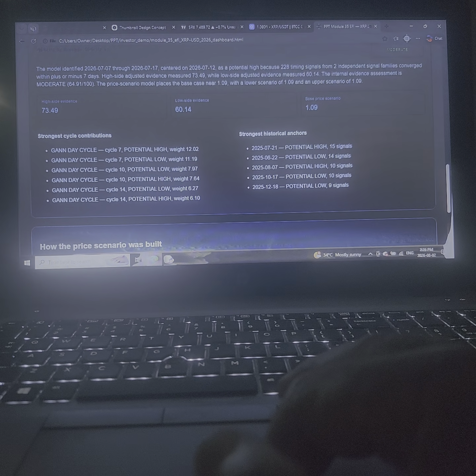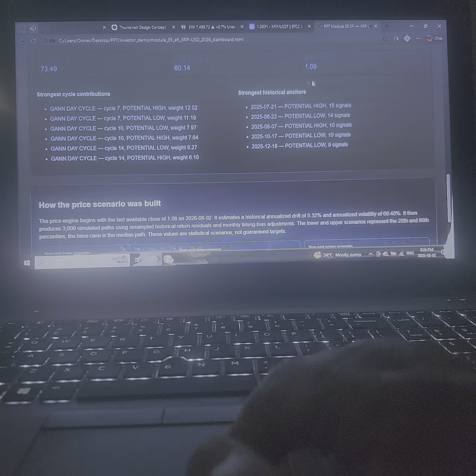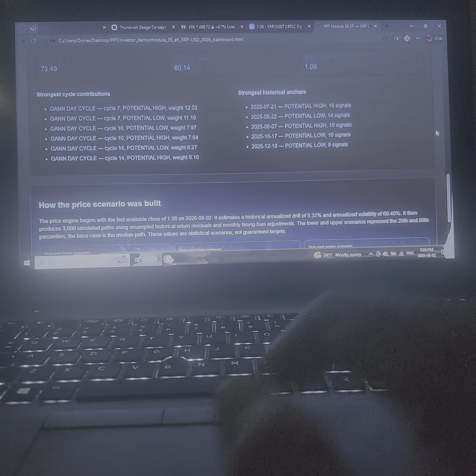Let's go take a look at the bottom part of the forecast, where it gives us the high side, low side, and about the base price scenario, which is around the 109, and the fact that we've taken a bunch of cycles and it's showing us the potential highs and lows from those and weighted them, as well as we've taken the strongest historical anchors from last year, the potential highs and the lows, and it's given us 15, 14, 10, and 10 and 9s for signals.